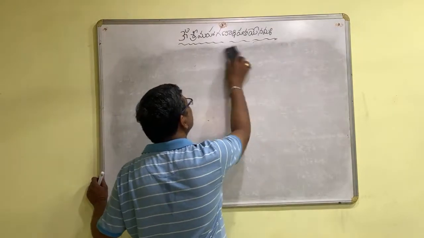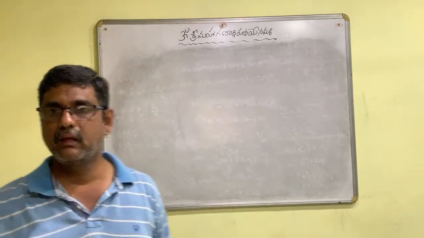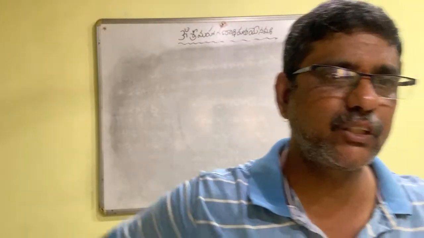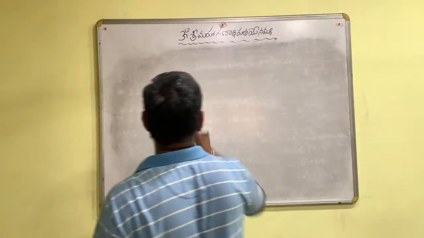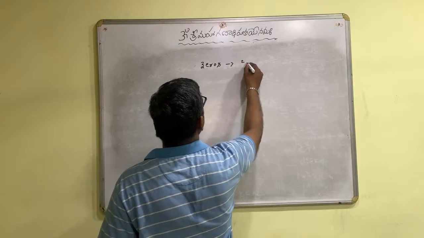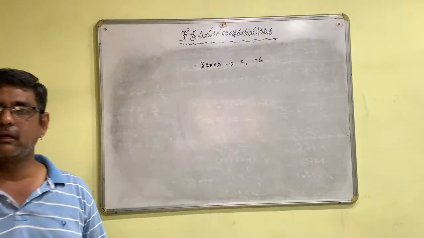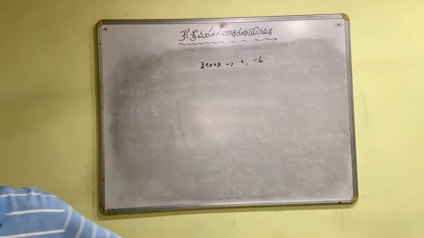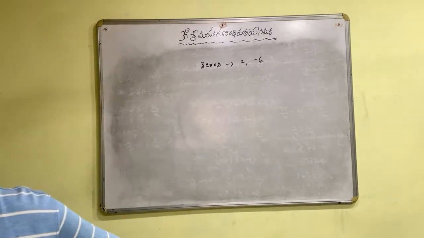Now next question. See the next question. Find the quadratic polynomial whose zeros are 2 and minus 6. Zeros 2 and minus 6. Now zeros are given. We need to find out the quadratic polynomial.